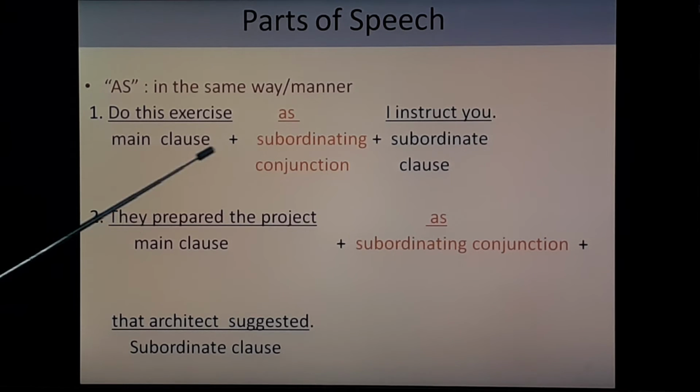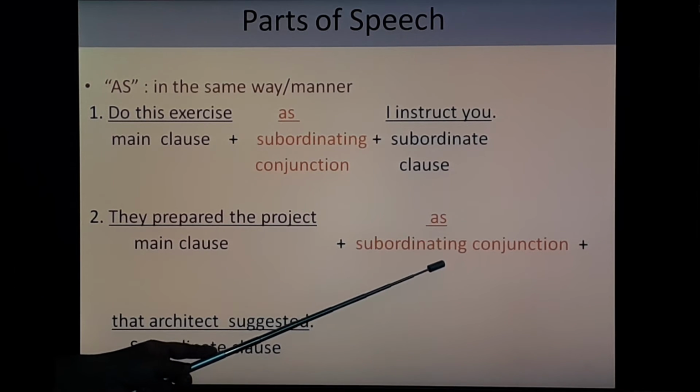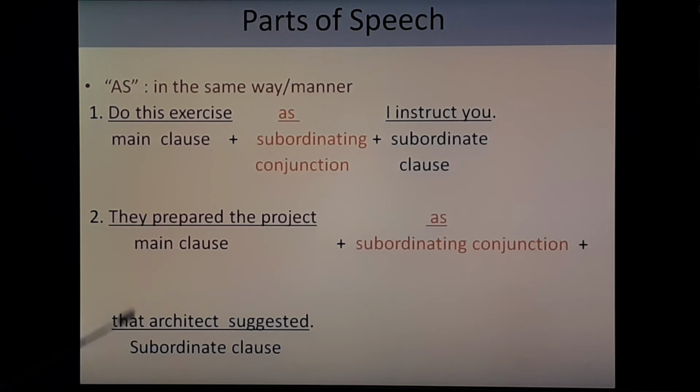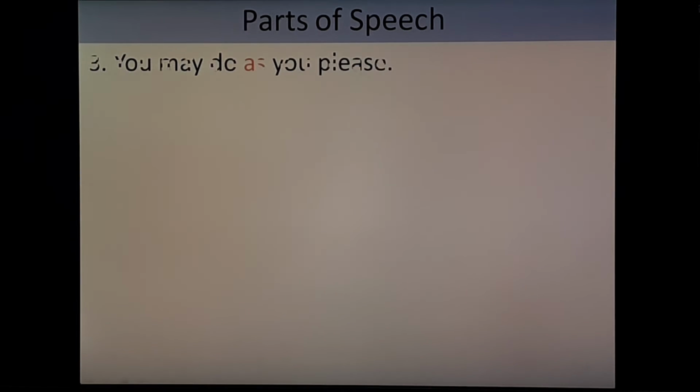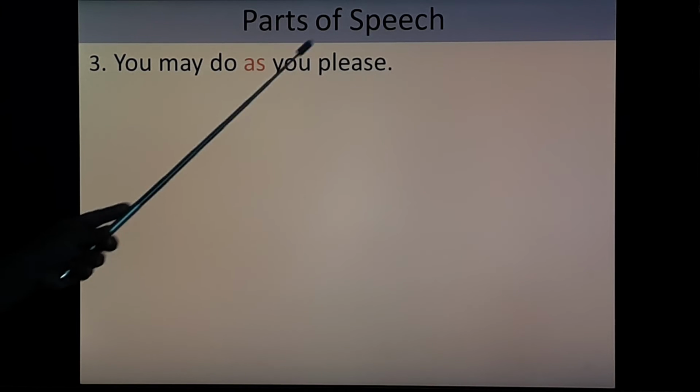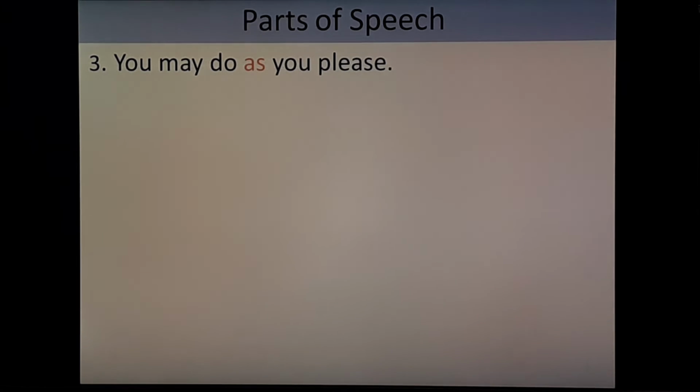Next, they prepared the project as that architect suggested. So here they prepared the project, that is the main clause, as is the subordinating conjunction, and after as what comes, that architect suggested. So this is the subordinate clause. Third one, you may do as you please. So here you may do, this is the main clause, as subordinating conjunction, you please, that is the subordinate clause.